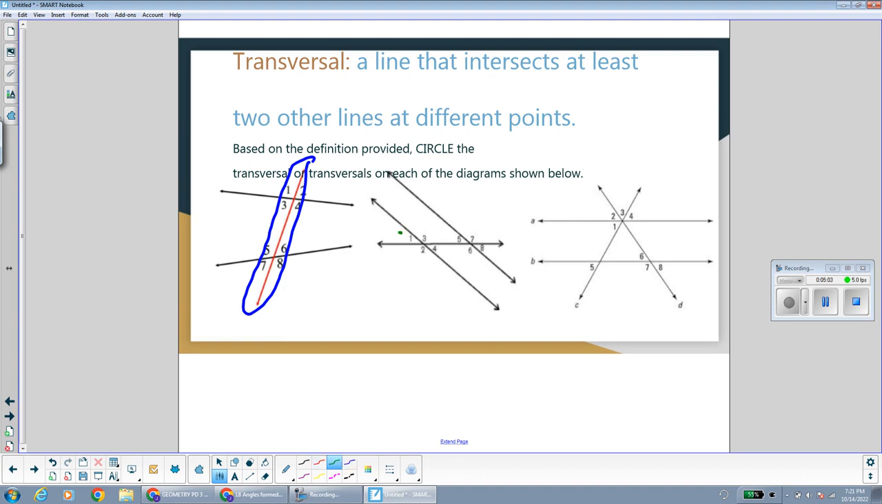The transversal over here would be this line that I'm outlining in green. It is a line that intersects two other lines. Two intersection points. One intersection point on one line, the other intersection point on the other line. Over here, I see that this line is definitely a transversal. It hits the top line and it also hits the bottom line. And I see that this line here is also a transversal. It hits the top line and it also hits the bottom line.